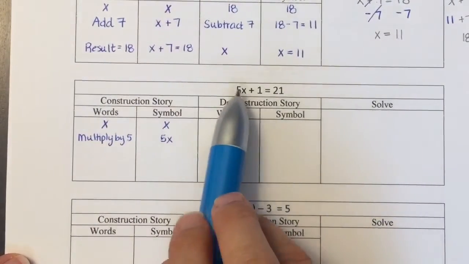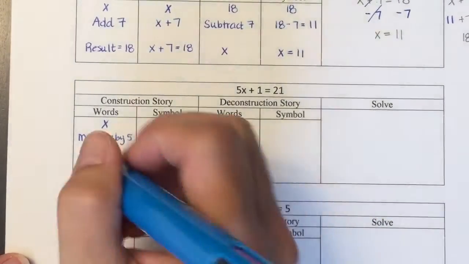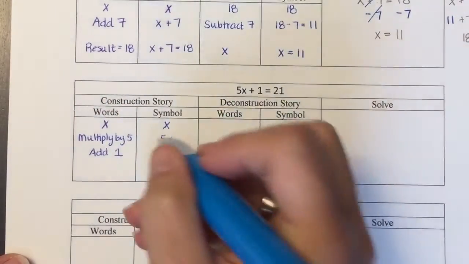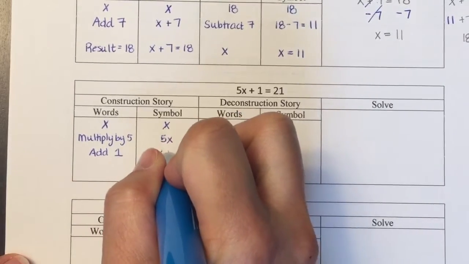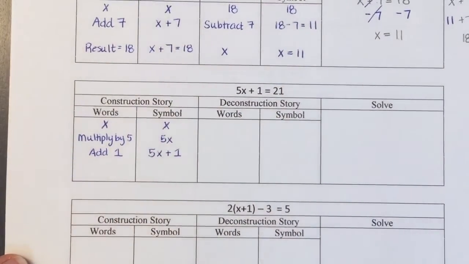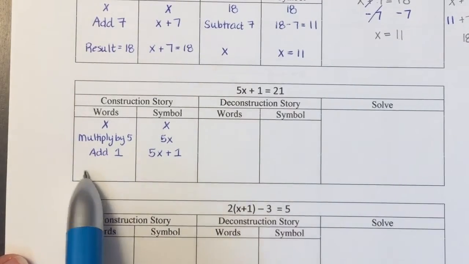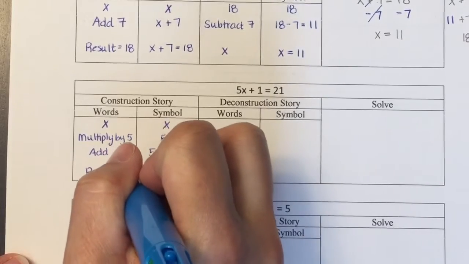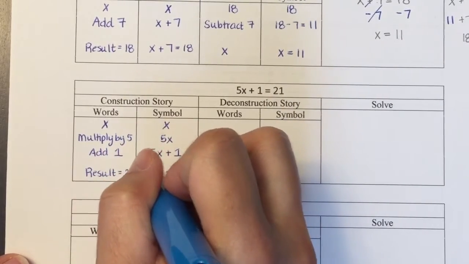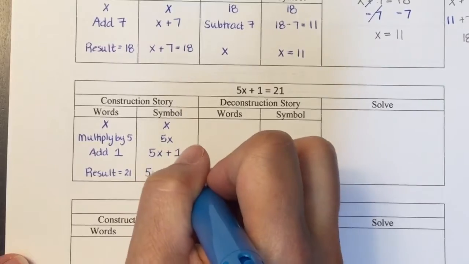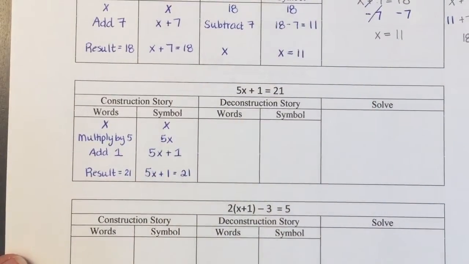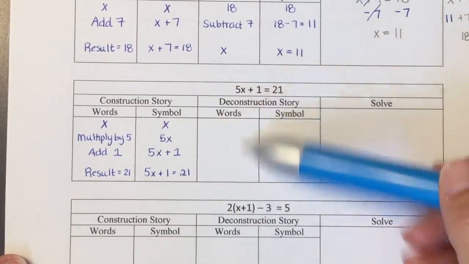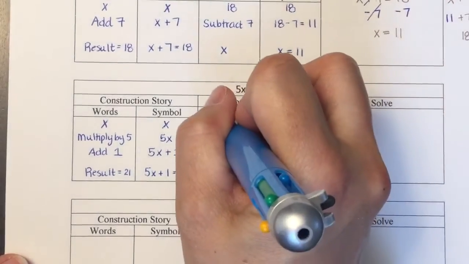Next, what's happening to it? We're adding 1. Add 1. In symbols, that would look like 5x plus 1, and our result equals 21, or 5x plus 1 equals 21. So here we built our equation and the story, and now let's take it apart. We'll start with 21.